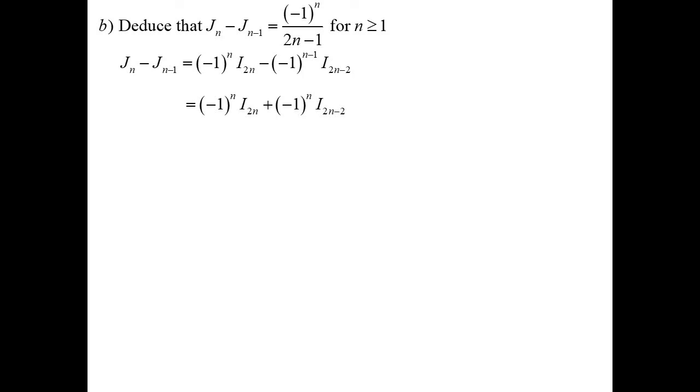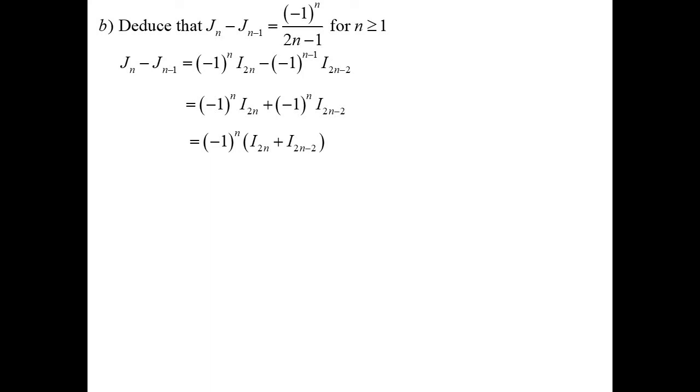Minus 1 to the power of 1 times minus 1 to the power of n minus 1. But that allows me to factorise the minus 1 to the power of n, which I notice is in the answer I'm looking for. So I can do that. I'm left with I2n plus I2n minus 2. Okay, well we've got a formula.